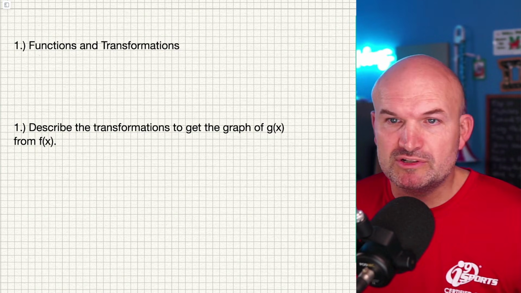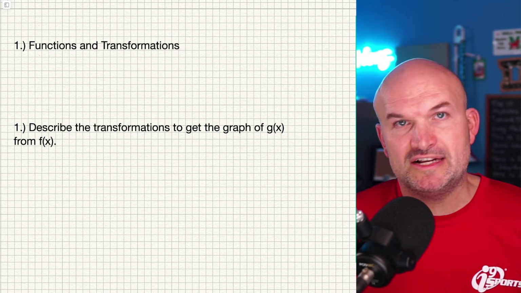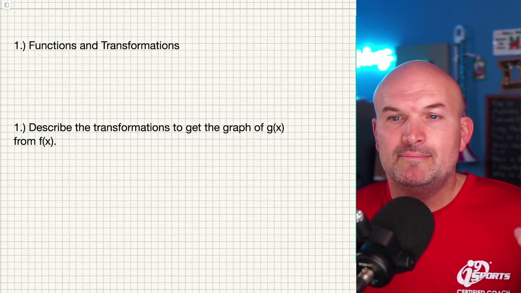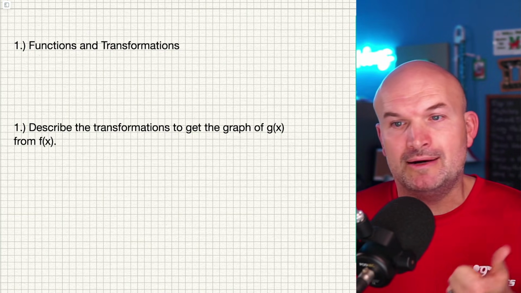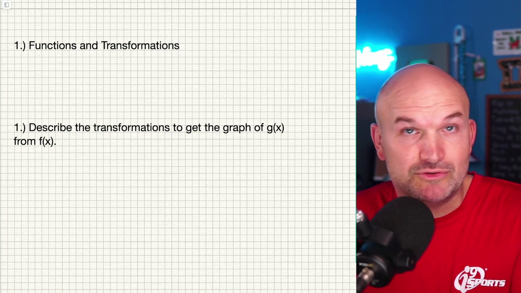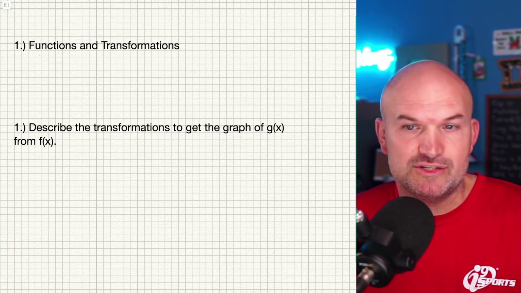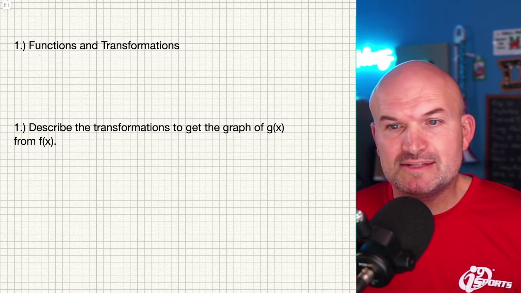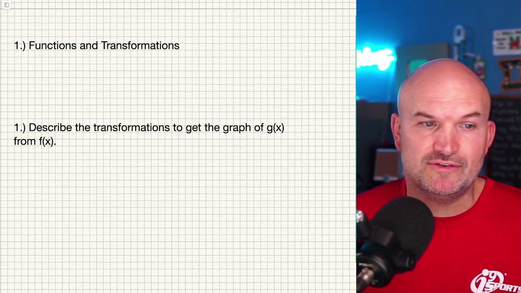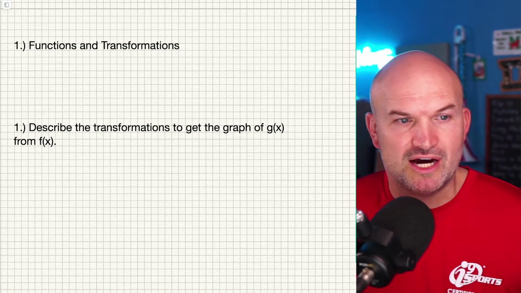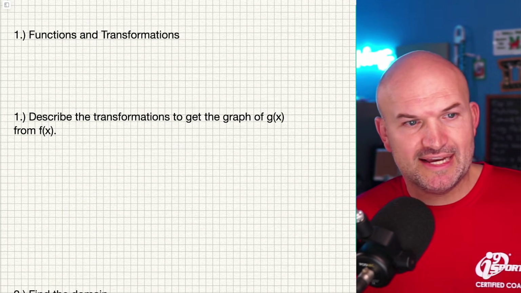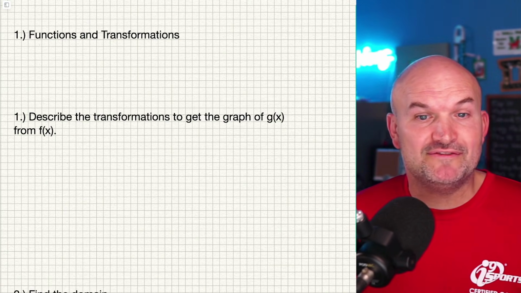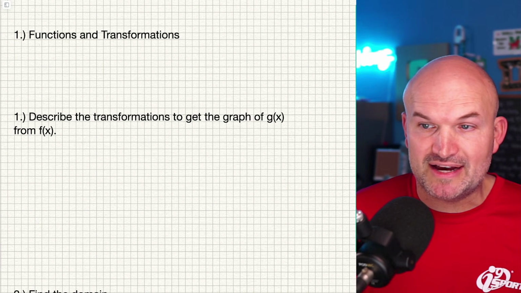So the first one is just going to be functions as well as transformations. Make sure you know the domain and the range, even and odd, make sure you know how to identify them algebraically as well as graphically, and be able to describe the transformations of a function. So the problem I'm going to start off with is: describe the transformations to get the graph g of x from f of x.